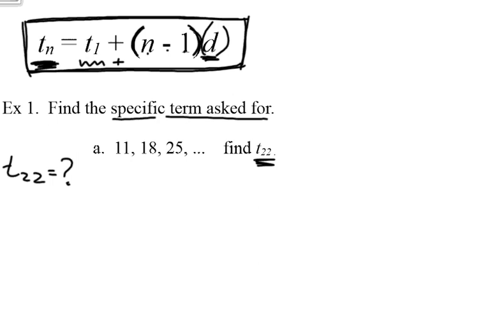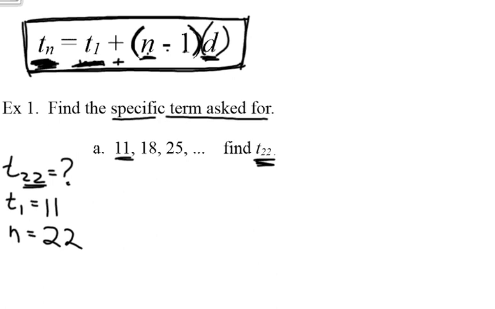What do we know in terms of our information? Well, we know we're looking for term 22. What's the first thing we need in our formula? The first term. Do we know what the first term is? Absolutely, it's 11. Do we know what n is? Do we know how many terms there are? Well, we do, because we know we want the 22nd term, so we're going to use 22 terms.